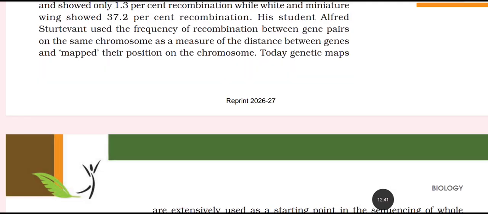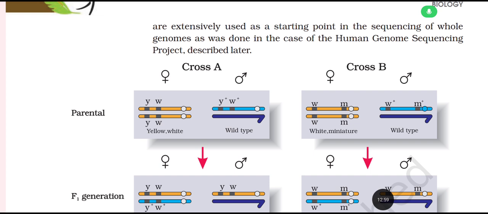His student Alfred Sturtevant used the frequency of recombinations between gene pairs on the same chromosome as a measure of the distance between genes and mapped their position on the chromosome. Today, genetic maps are extensively used as a starting point in the sequencing of whole genomes, as was done in the case of the human genome sequencing project described later.